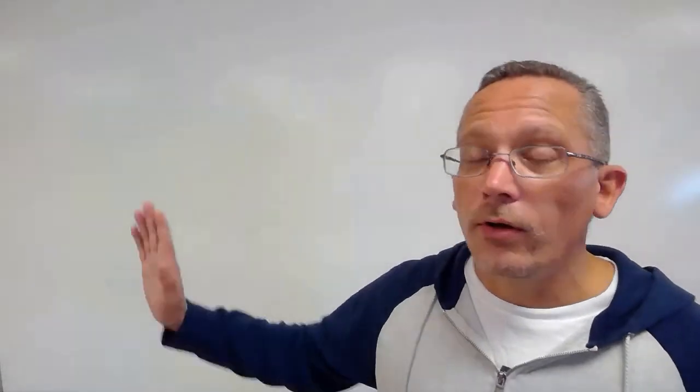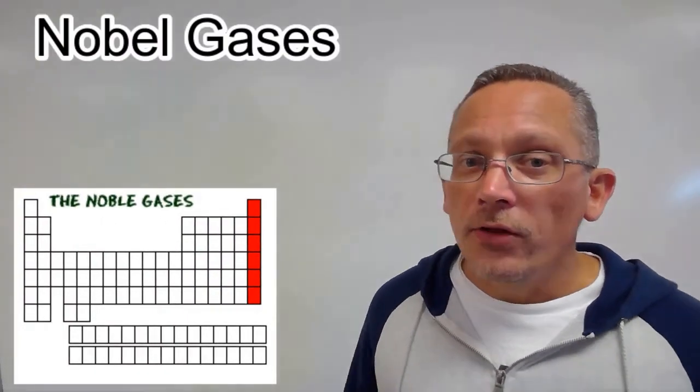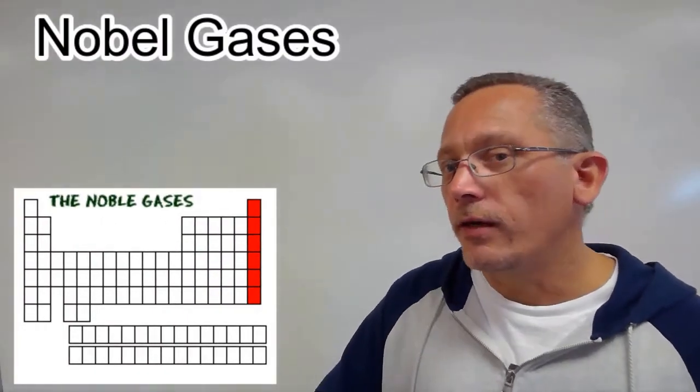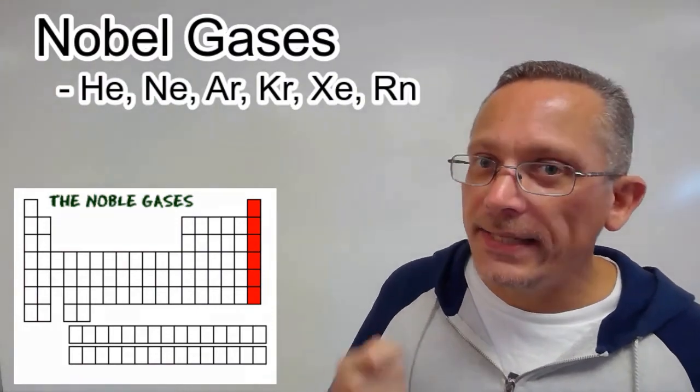So the alkaline metals and the alkaline earth metals are over on the left side of the periodic table. Now let's jump all the way to the right side of the periodic table. In column 18, you find the noble gases. The noble gases are helium, neon, argon, krypton, xenon, and radon. All those ones in column 18.